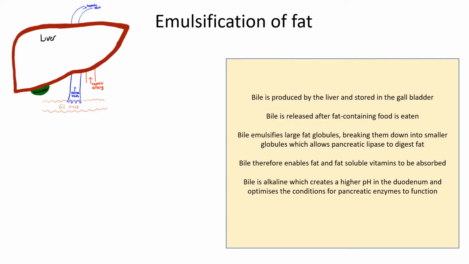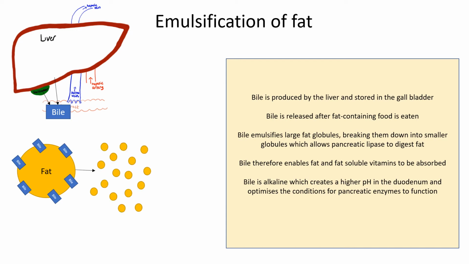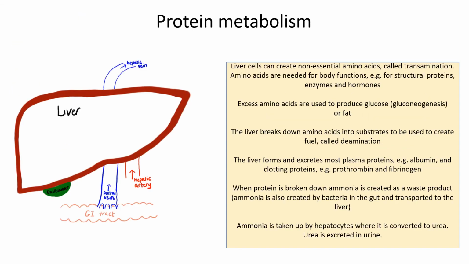Bile is produced by the liver and stored in the gallbladder. It's released after fat-containing food is eaten. Bile emulsifies large fat globules, breaking them down into smaller globules, which allows pancreatic lipase to digest fat. Bile therefore enables fat and fat-soluble vitamins to be absorbed. Bile is alkaline, which creates a higher pH in the duodenum and optimises the conditions for pancreatic enzymes to function.